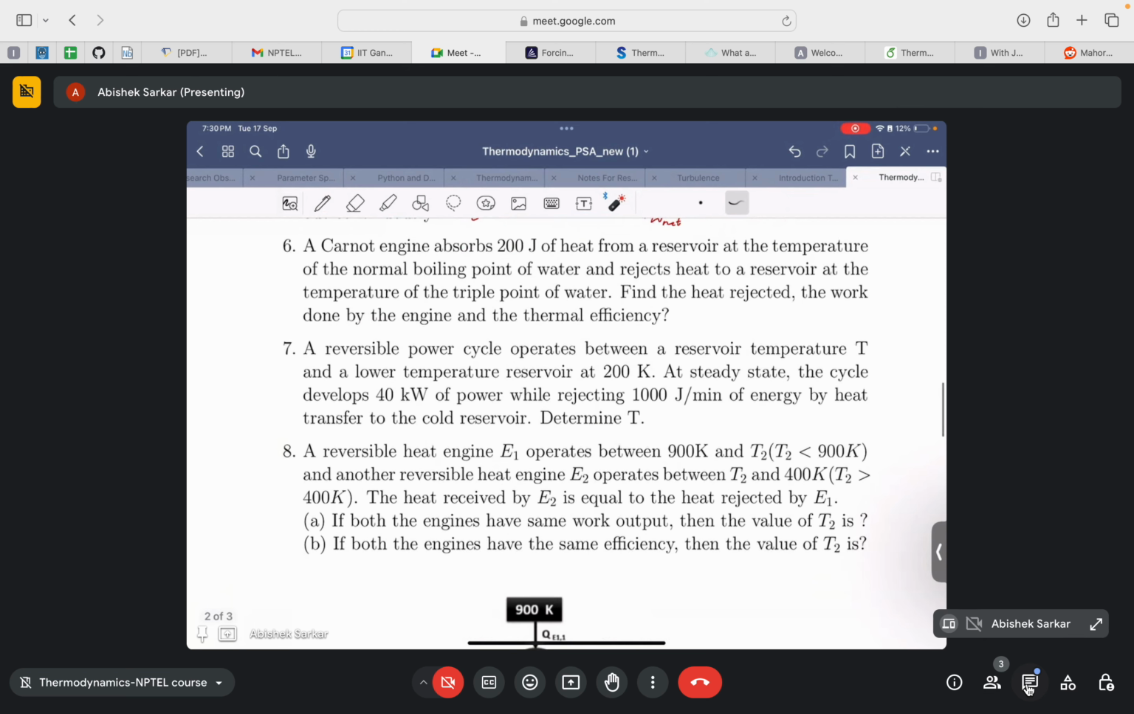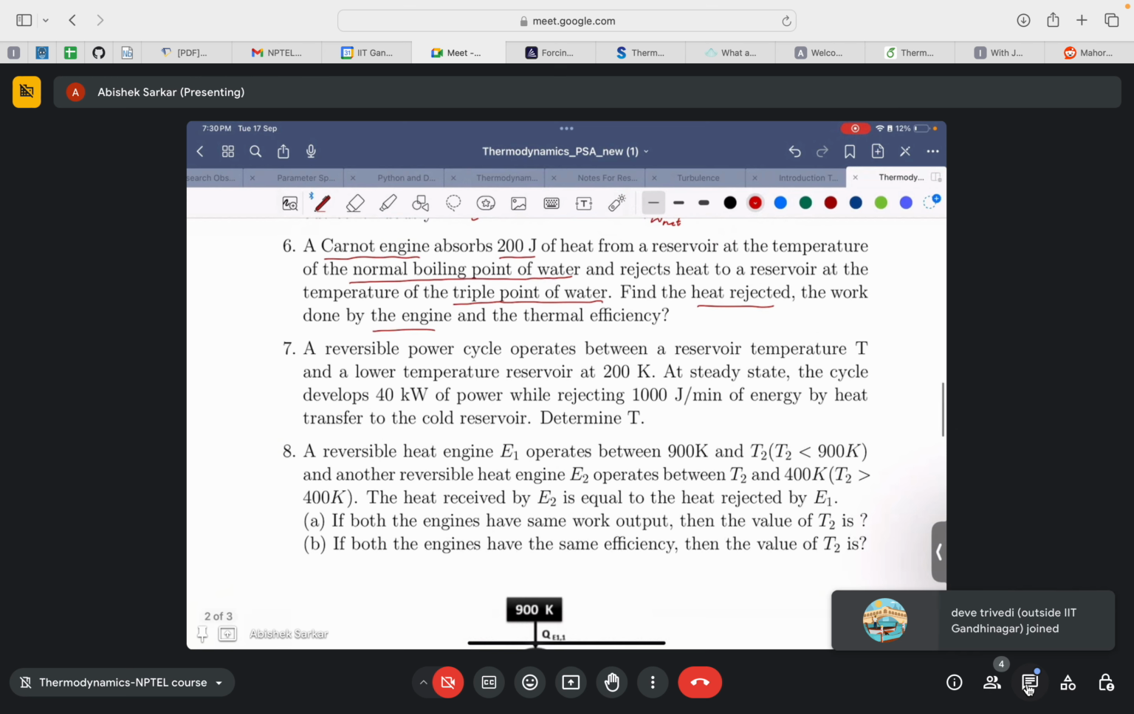Okay. So a Carnot engine absorbs 200 joules of heat from a reservoir at the normal boiling point of water. So the reservoir temperature is given, and it rejects heat to a reservoir at the temperature of the triple point of water. So these are the key terms. You need to know the triple point temperature and the boiling point temperature. Find the heat rejected, the work done by the engine, and the thermal efficiency.